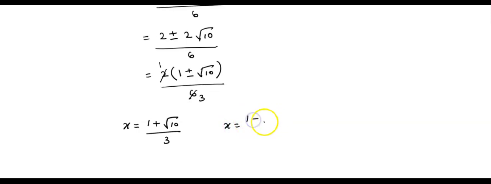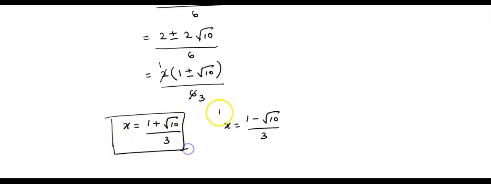equals 1 minus root 10 divided by 3. So these are the two roots of the given equation. So the value of x is 1 plus root 10 by 3, x equals 1 minus root 10 by 3. Is this clear? Good. Now let me solve the next problem.